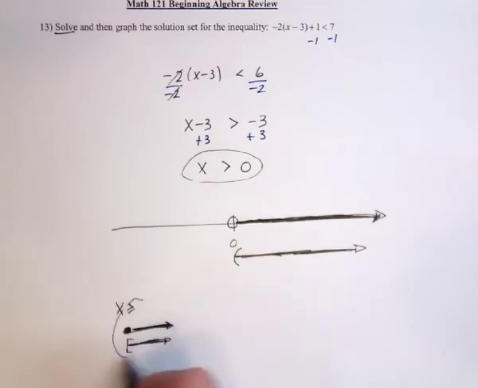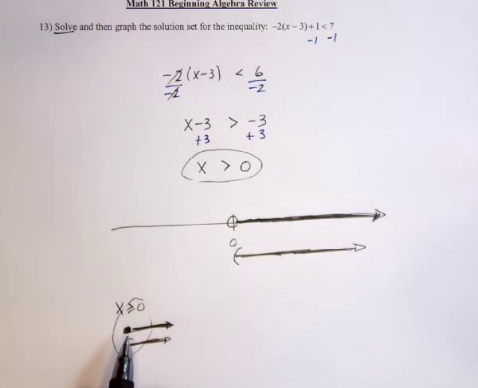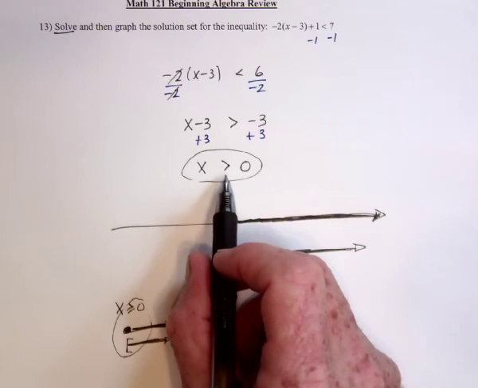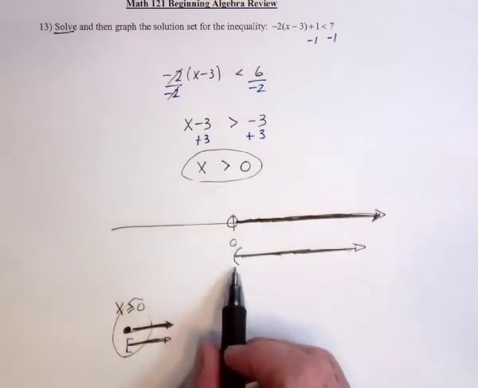So all 3 of these are saying whatever the number is, it is possible that x equals it. This is saying it's not possible that x equals it, it has to be to the right of it. So that's why there's a hole left there, or that's what the parenthesis means.